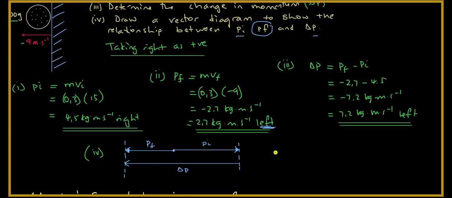So that's how we draw a vector diagram in momentum. So just a quick roundup. For you to draw a vector diagram, you need first of all the initial momentum, you need the final momentum, and you need the change in momentum. So when you're drawing a vector diagram, first of all, start with the vector for the initial momentum, then go to the vector for the change in momentum, and then lastly draw the vector for the final momentum from the tail of the first vector to the head of the last vector.